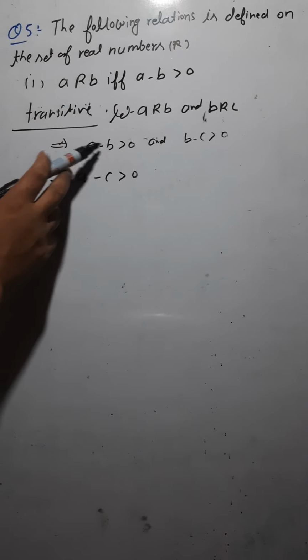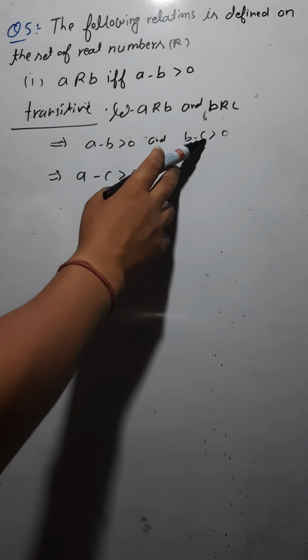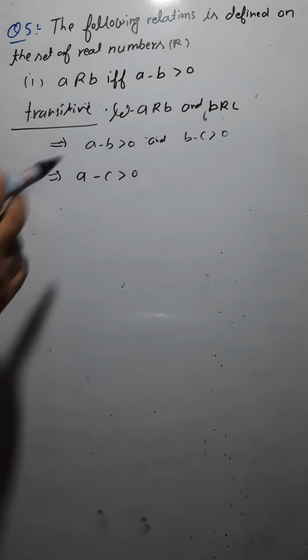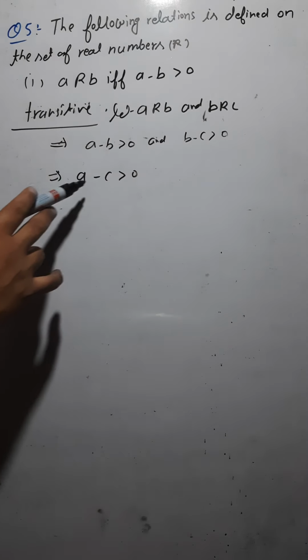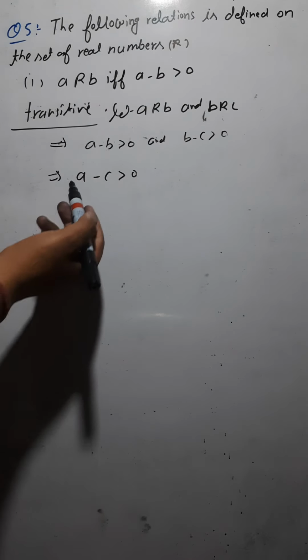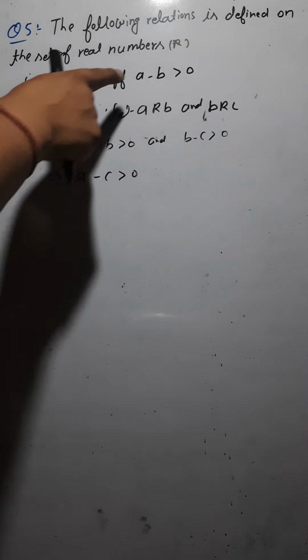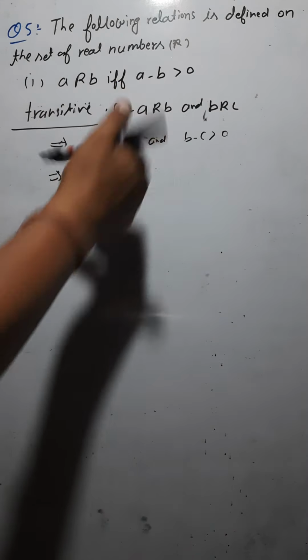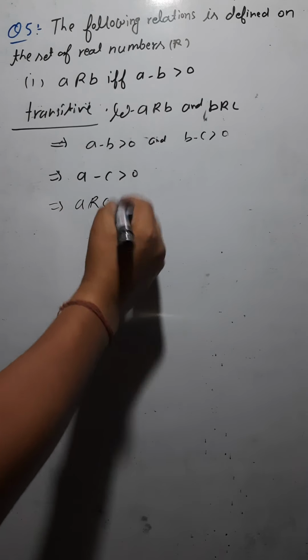See, A minus B greater than 0 means A is greater than B, and B minus C greater than 0 means B is greater than C. It also implies that A is greater than C, isn't it? If A is greater than C, then A minus C would be positive, so greater than 0. So this implies that A minus C is greater than 0. Now if A minus C is greater than 0, it also implies that A is related to C.